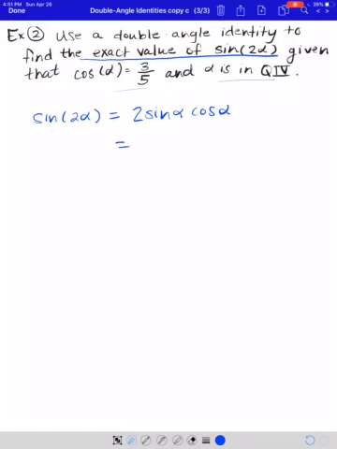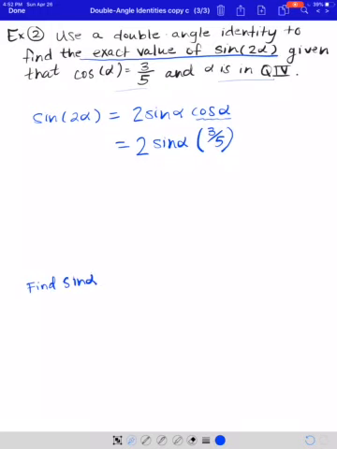And let's plug in what we are given. We were given what cosine alpha is. So we have 2 times sine alpha. We don't know what that is, but we do know that cosine alpha is 3/5. Now notice I didn't write cosine of 3/5. Rather, this entire thing, cosine of alpha, is what's equal to 3/5. Now to finish this problem, we have to find sine alpha.